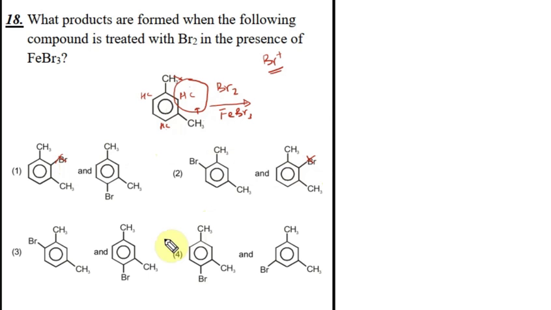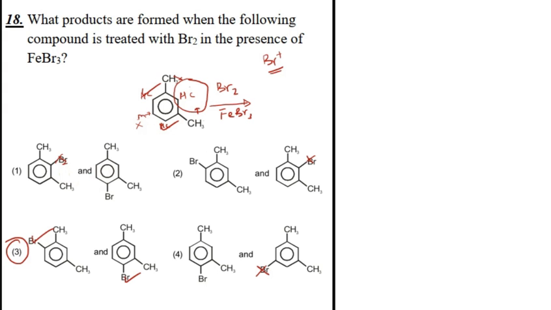Okay, so now this is the meta position. That is also not going to be favorable, so that's not going to be there. So you're going to have this position and this position right there. That's the major product. This is going to be a minor product. This and the meta position are going to be minor products.